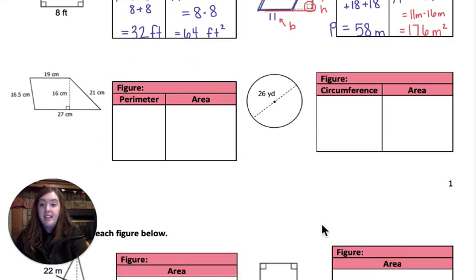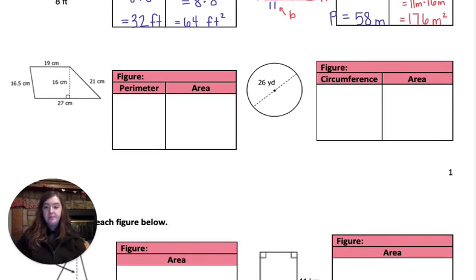Now let's look at this next one. Over here, we have 2 parallel sides and then some kind of other not parallel stuff going on, right? That makes this a trapezoid.